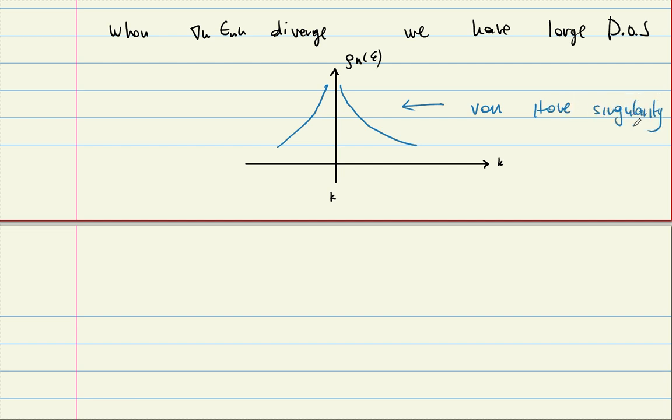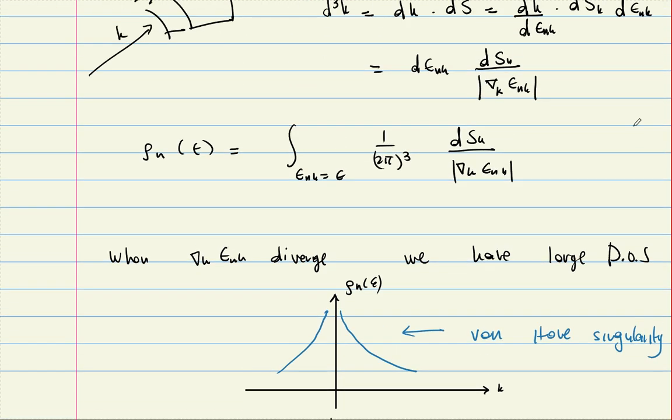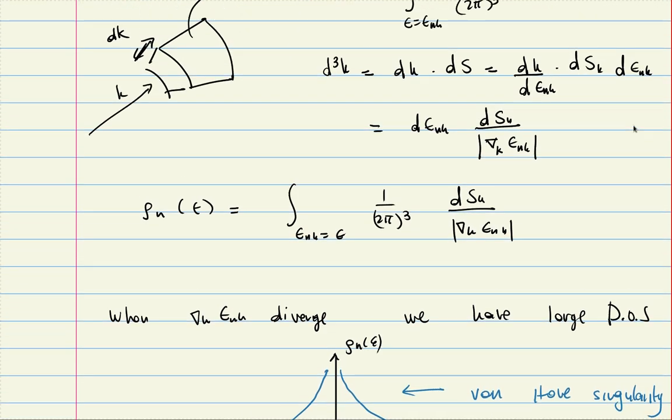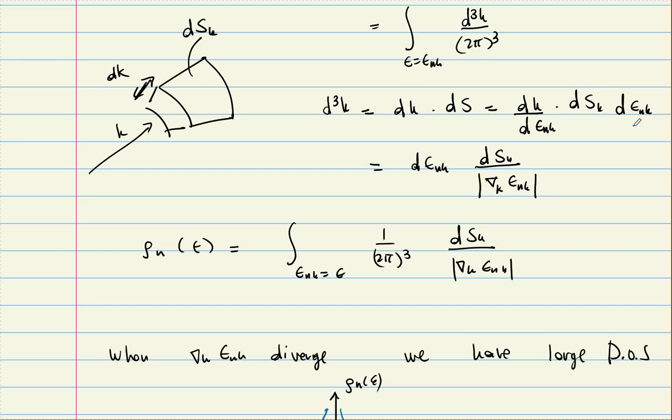So can I just roll back? I missed the part from the derivative, from the d cube k to the resulting expression in the integral. Yes. Can you explain that part?